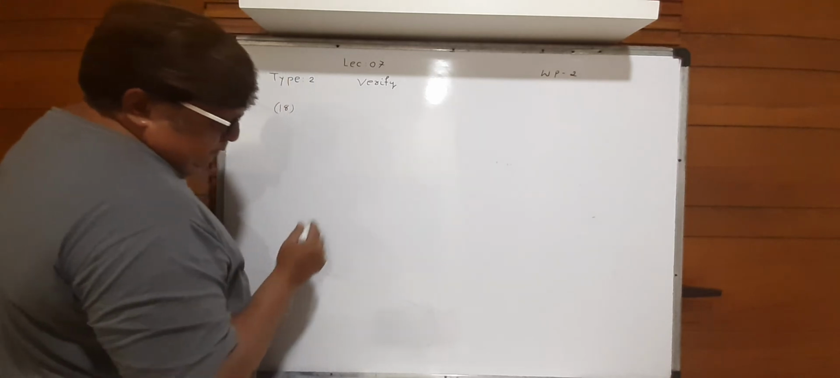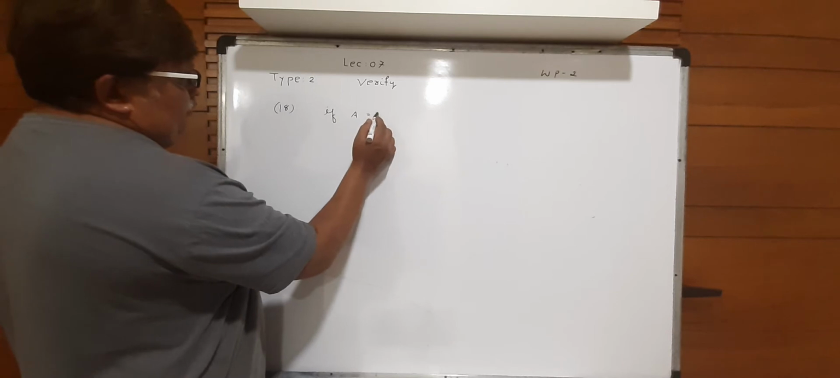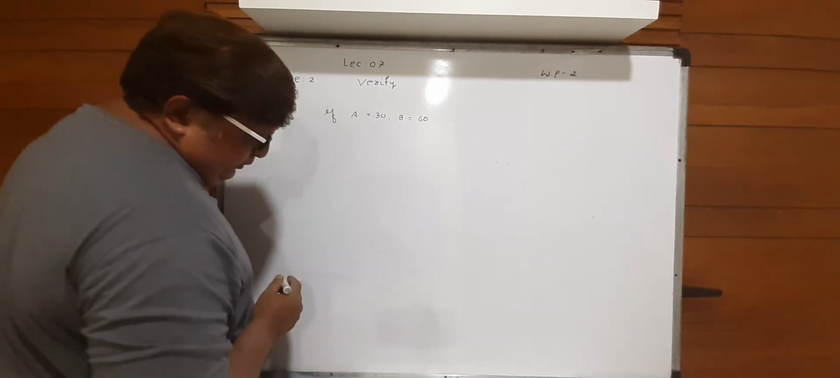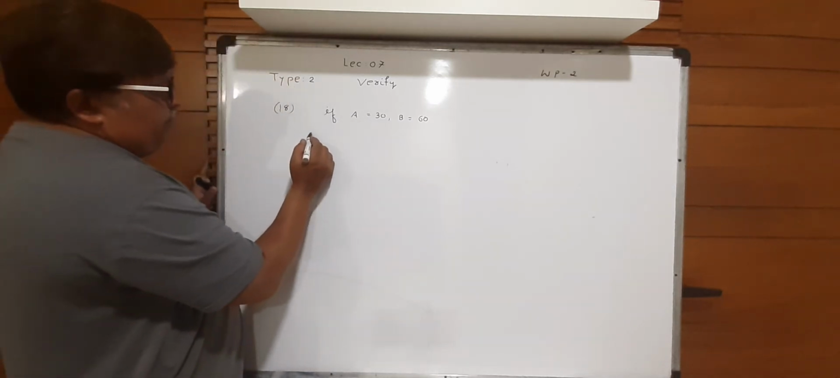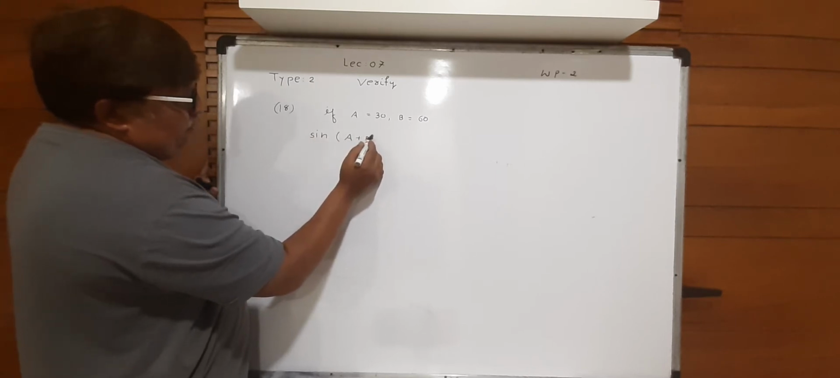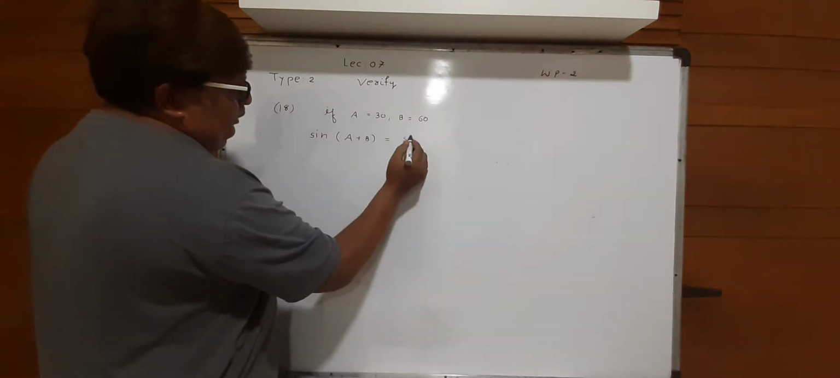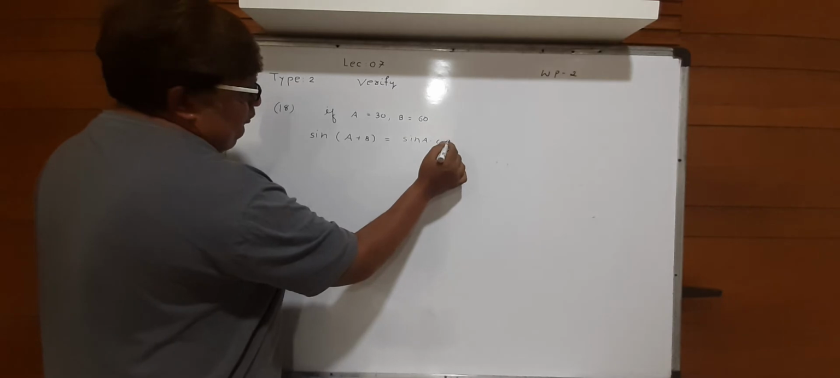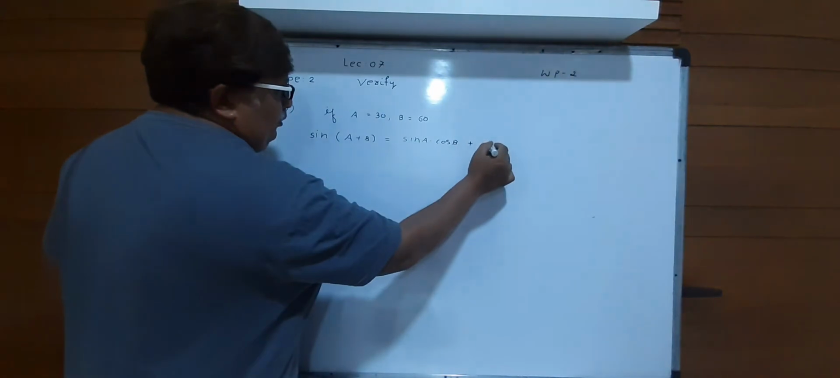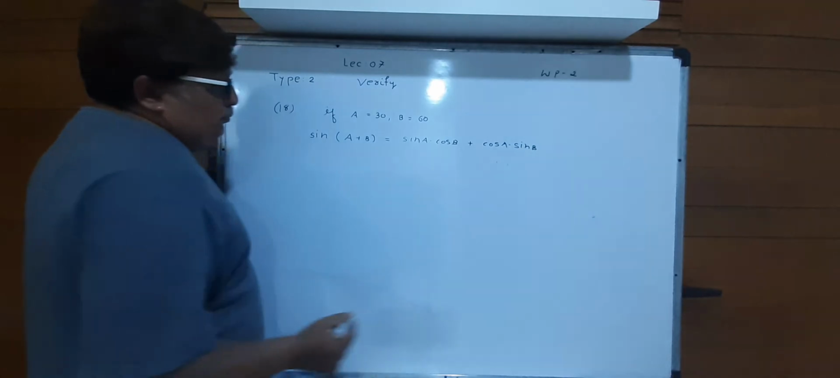What is the example? If A equals 30 and B equals 60, it is given. Then verify that sin(A plus B) equals sin A into cos B plus cos A into sin B. This is the example.